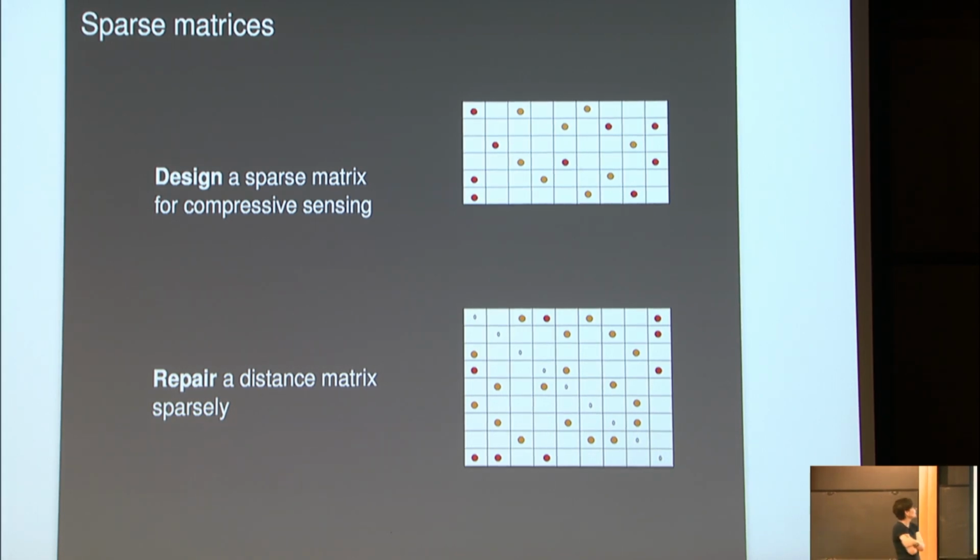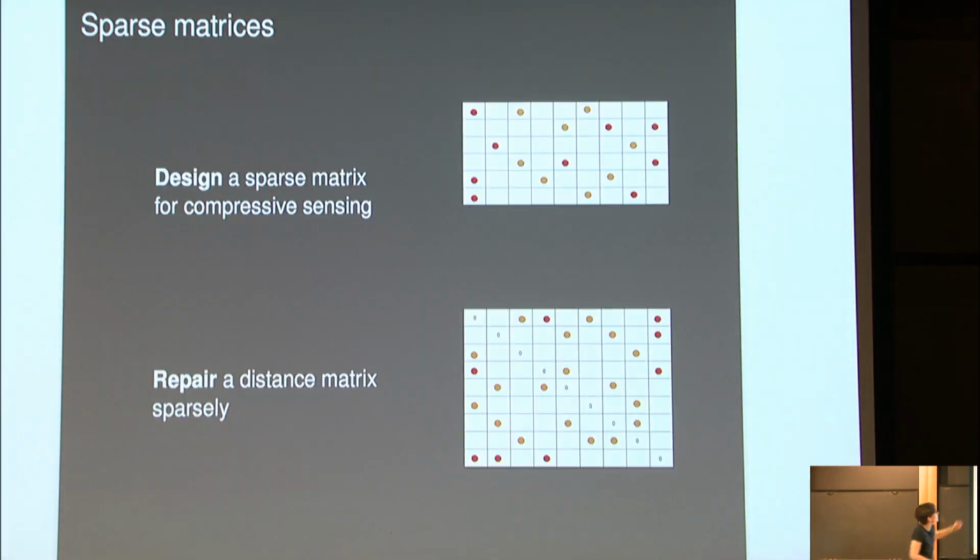here's a summary. In the first setting, we want to design a sparse matrix for compressive sensing. A sparse matrix is one which doesn't have very many non-zero entries in it. And in another setting, we want to try and repair a distance matrix and do so sparsely or parsimoniously. One is more of a design question, but design plus algorithm. And another one is much more of a geometric plus algorithms question. OK, so that's the setup. I'm going to start first with the compressed sensing theme, and then I will talk about the metric repair theme.